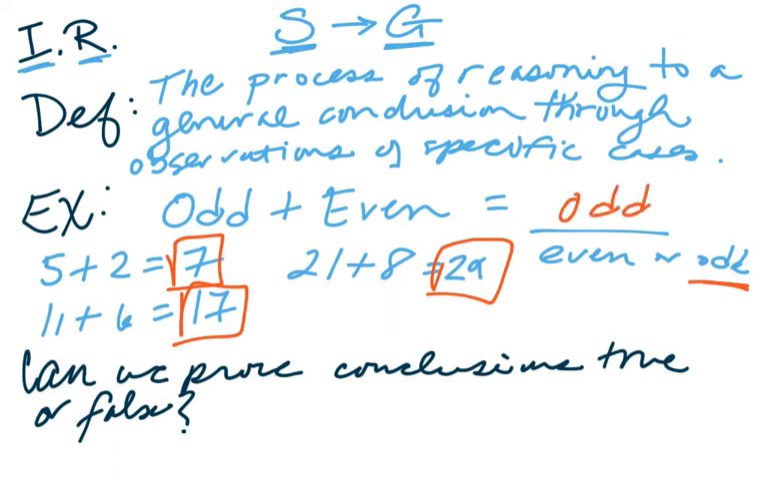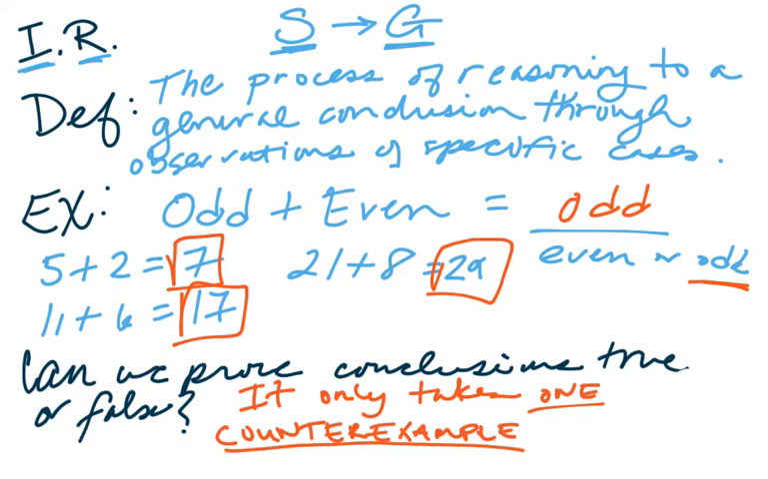Now, can we prove these conclusions to be true or false? With inductive reasoning, if we only have those specific examples, it only takes one counterexample to prove it false. So we say that with inductive reasoning we cannot prove our conclusion, because all it takes is one counterexample that could prove it wrong.